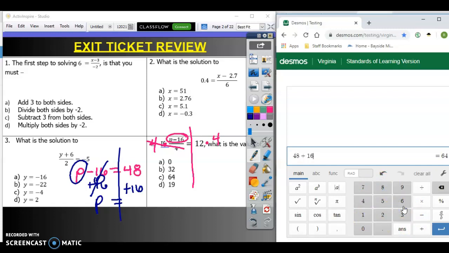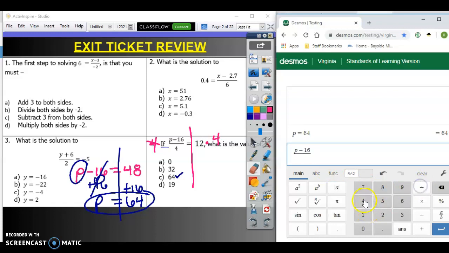64. And now we're just going to check it because we think the answer is 64. Let me clear this out a little bit for you. So first you type in what you think the answer is. We think it is p equals 64. And then we come down and we type the problem. P minus 16 divided by 4. And it gave me 12, and the answer is 12. So we got the right answer.